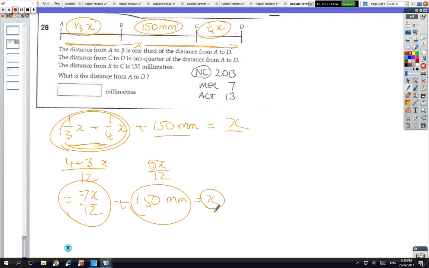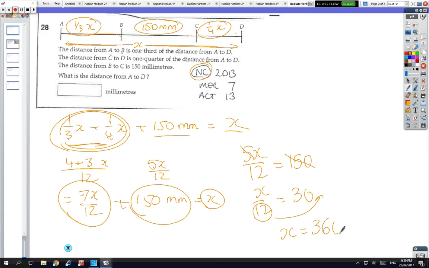So this is how we finish it off. So 5x over 12 equals 150. Again, it's non-calculator. So divide both sides by 5. So x over 12 equals 30. 5 into 150 goes 30. And then 12 times 30 equals 360. So the answer is 360 millimeters. Okay, coming across the next question.